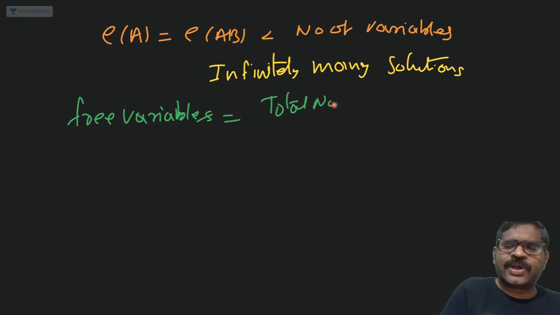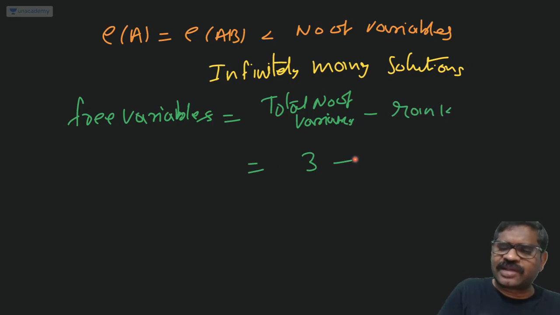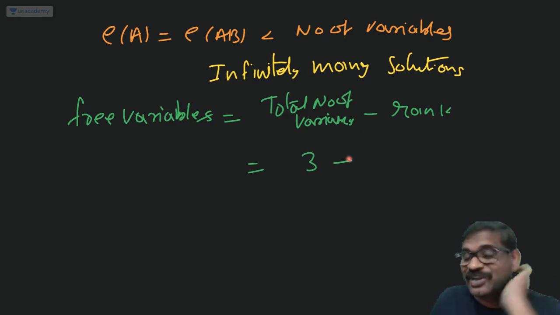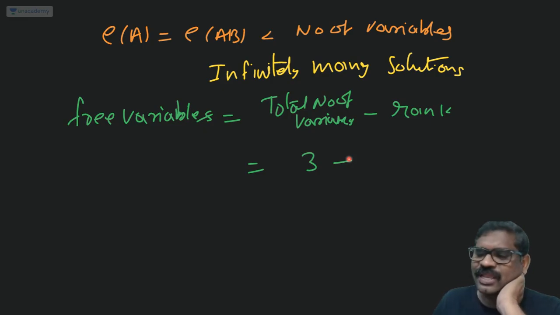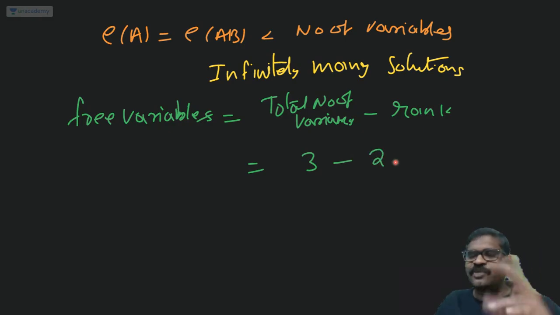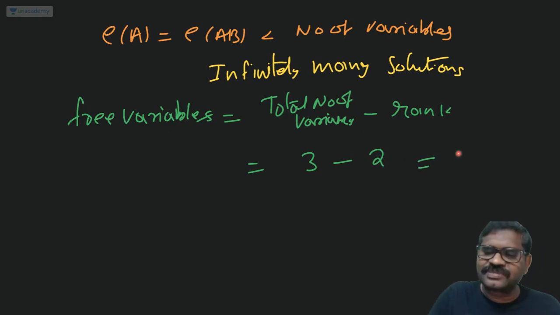Total number of variables minus rank. The total number of variables is 3. Here some students will ask, sir, shall I take the rank of A or the rank of AB? Both must be equal, then only you are going to get a solution. That's why the rank of A is 2, the rank of AB is 2. You can write any one because both are equal. The difference is 1.